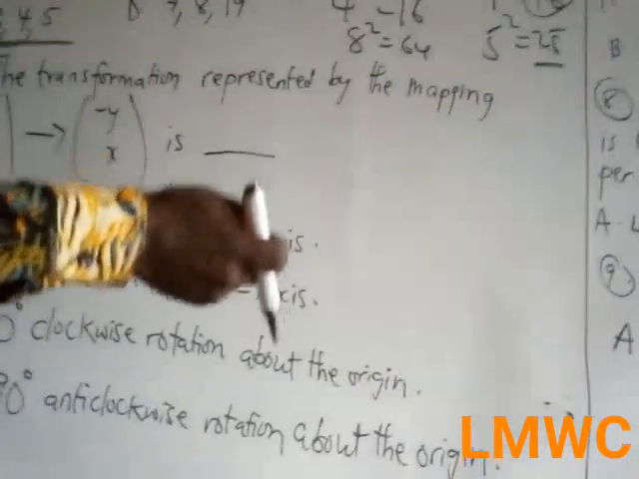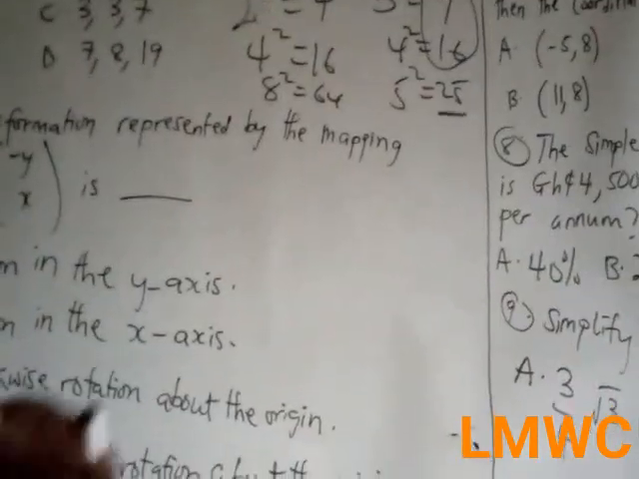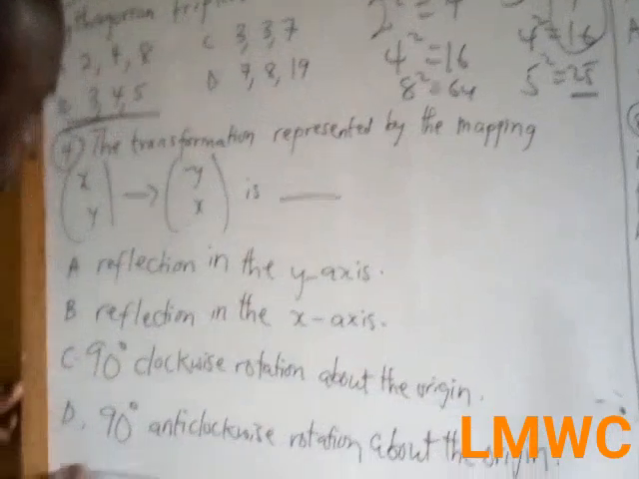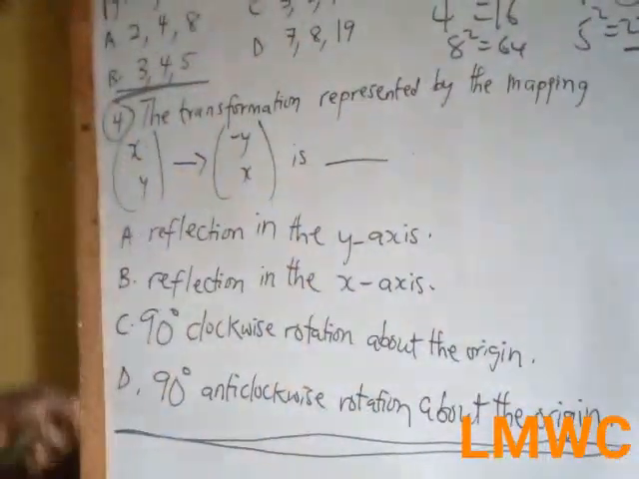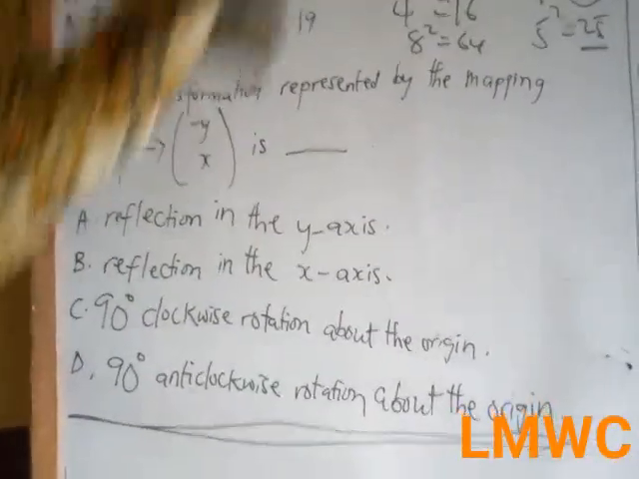So let's go and check. We have 90 degrees clockwise rotation about the origin and 90 degrees anti-clockwise rotation about the origin. So our answer is D, looking through our table. So I just wanted to prove it to you.